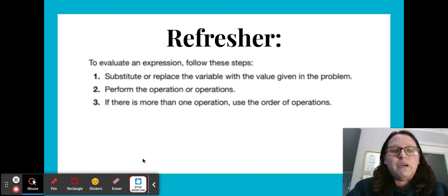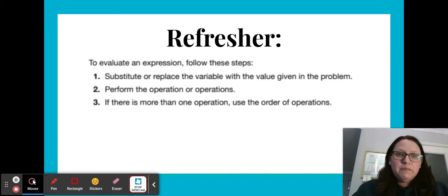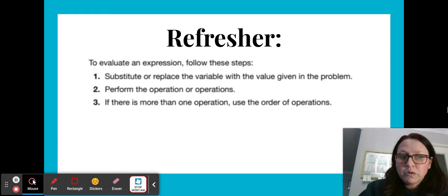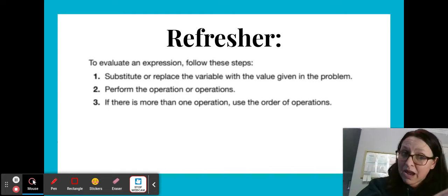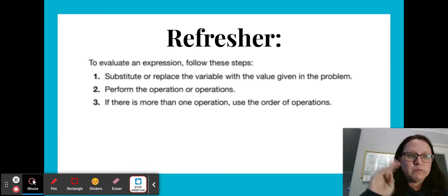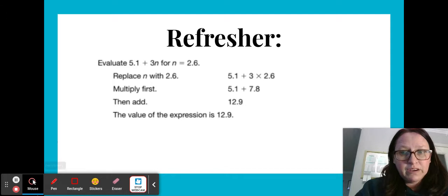That is so incredibly important. I cannot tell you how big of a deal that is. Make sure you use the order of operations, which means you do parentheses, then you do exponents, then you do multiplication, division from left to right, and then you do addition and subtraction from left to right. So here is an example.